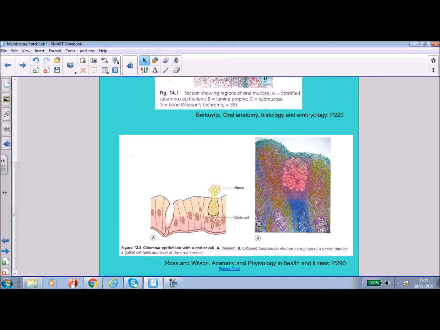So within the mouth, within the oral mucosa, we have masticatory mucosa that's keratinized, lining mucosa that's non-keratinized, and also specialised mucosa on the top of the tongue. But they are all mucous membranes.